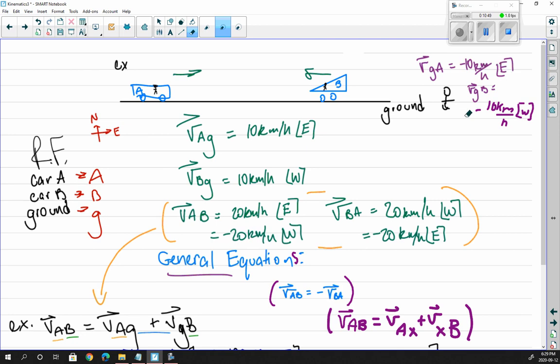Similarly, if the velocity of car B with respect to the ground is 10 kilometers per hour west, then the velocity of the ground from a person in car B is negative 10 kilometers per hour west. It looks as if the ground is moving backwards.